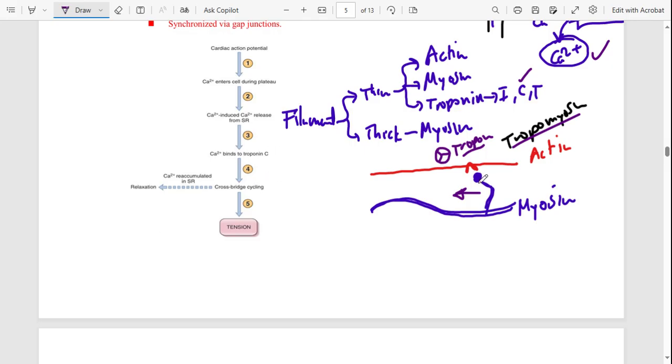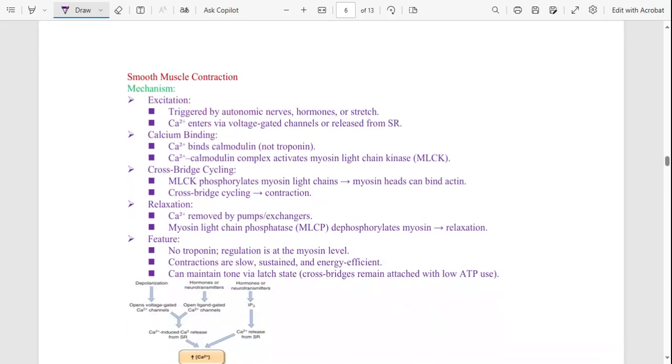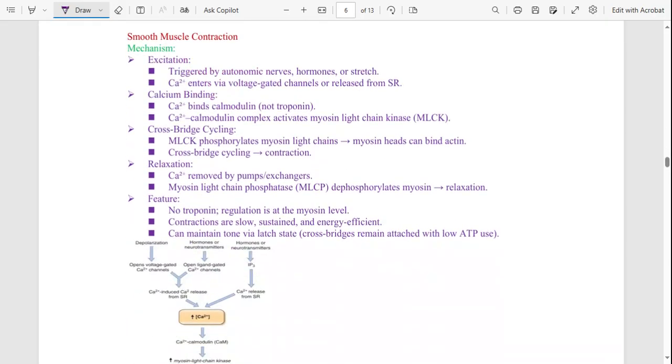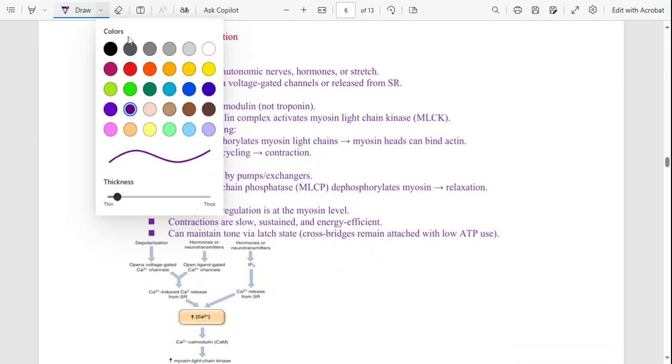So this same binding of the head to the binding site and then pulling back, we call that cross bridge cycling, and that's how contraction happens. So you also need to know how relaxation happens. Calcium will either go back into the sarcoplasmic reticulum using the SERCA pump, or use the calcium sodium transport. The difference with the contraction in smooth muscles is this, and you need to know, please, what is the difference?